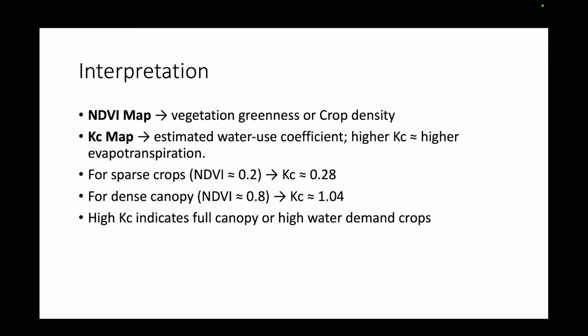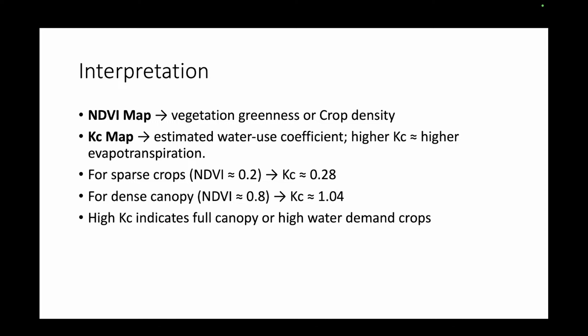Okay, so basically, in the interpretation, suppose for the NDVI map, it's vegetation greenness. We already know about that. It's vegetation greenness, or we can also say that it's one kind of crop density. Suppose I have a crop field. Here I find some places with a high NDVI value. It means that in this place I find a very high density of vegetation, or vegetation greenness is very high.